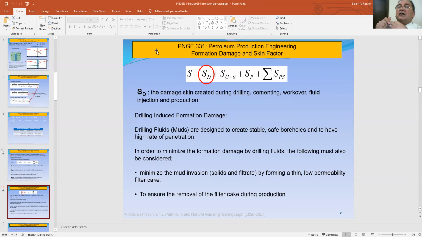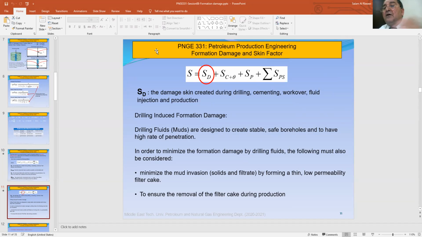Now, for the mechanical skin factor, we have the skin factor from the drilling process, skin factor from the completion process, skin factor from the workover. And sometimes we may have skin factor from the cementing process. Okay. For the skin factor that comes from the drilling process.